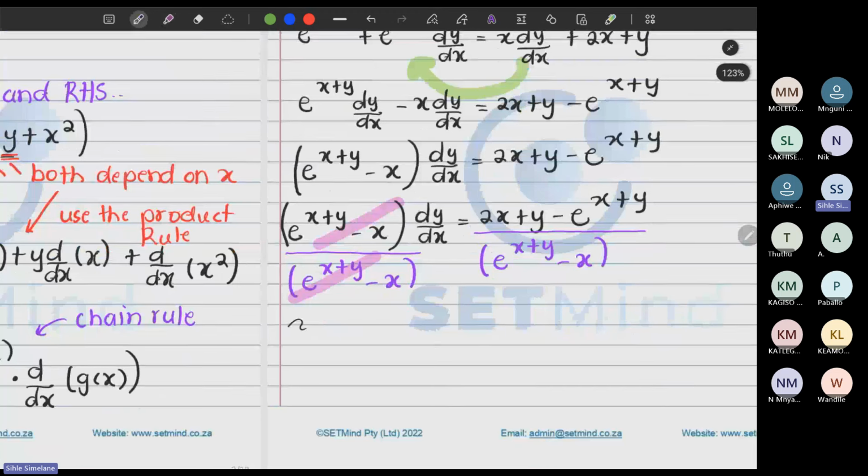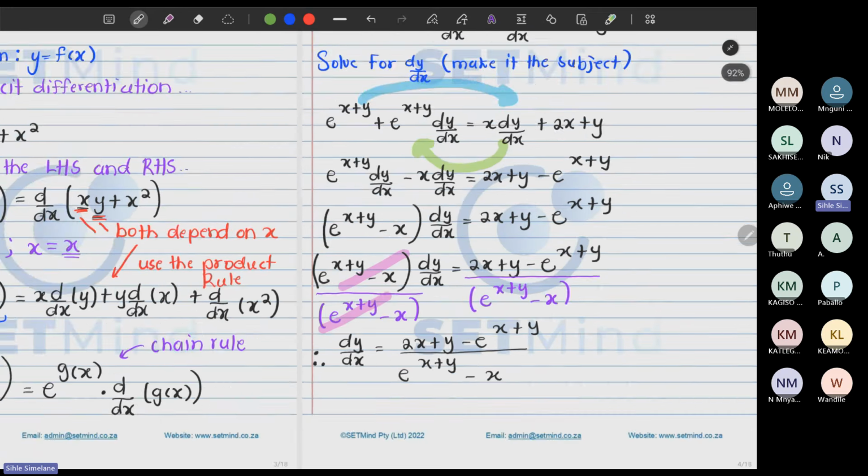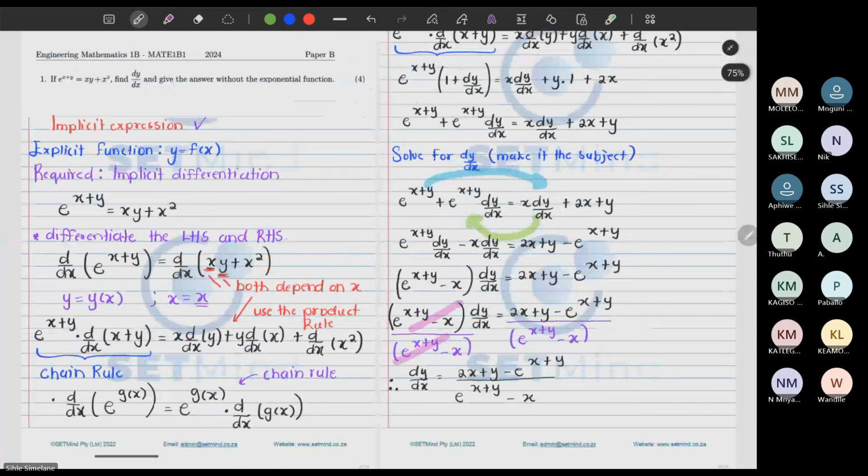So if you look carefully, guys, you should be able to see that your dy/dx will be equal to 2x + y − e^(x+y), all of this divided by e^(x+y) − x. That is what our exponential function is.